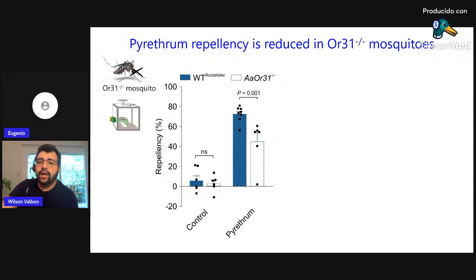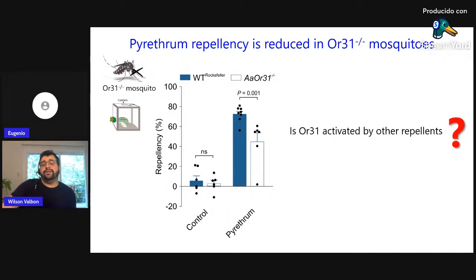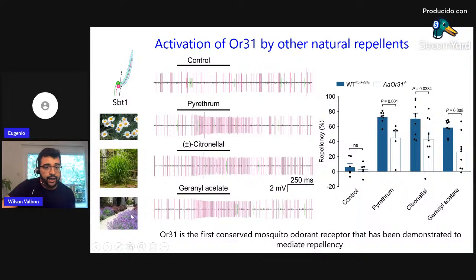Then we confirmed that OR31 is a very important odorant receptor. So we asked ourselves, is OR31 activated by other repellents? We talk here about pyrethrum, but how about other natural repellents that are available out there? Yes, we got lucky, because besides pyrethrum, the same sensilla that expresses the OR31 neuron is also activated by citronellol and geranyl acetate. Citronellol, I think, is among the most famous natural repellents out there. You can go to Walmart and buy citronella grass or citronella plants. This plant smells of citronellol. That's the major compound there.